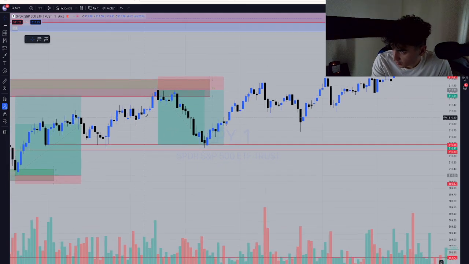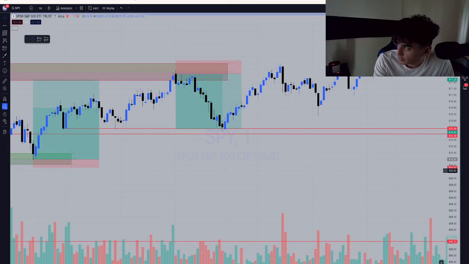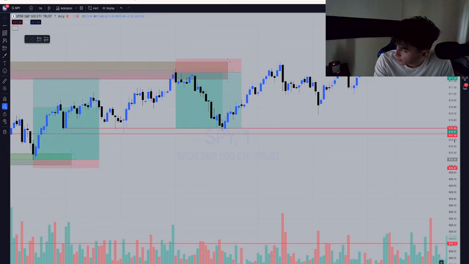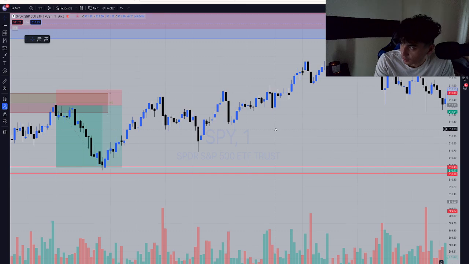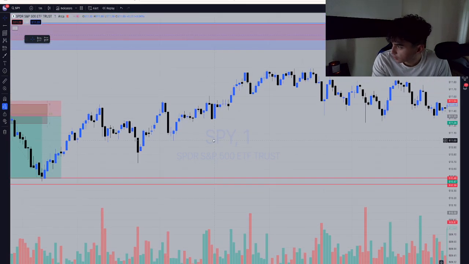So beautiful trades off of these fair value gaps. And then let's find an example of a fair value gap not working so we can kind of understand what to do or what to look for when fair value gaps are going against us. So let's see, we have a bearish fair value gap. 1, 2, 3. We have a bearish fair value gap created here.